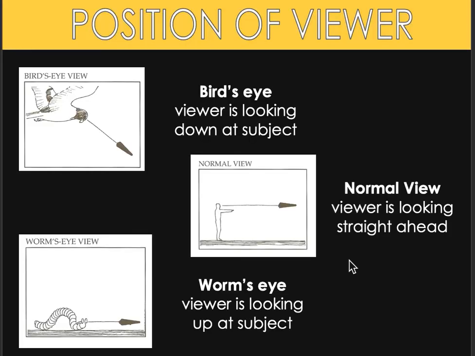So let's talk about the position of a viewer. And there are three positions. You have a bird's eye view. So pretend that you are a bird in the sky and you are looking down at your subject, so you're able to see the tops of things. A normal view, we are no longer able to see the top or the bottom. We are just able to look straight ahead and see the object straight on. And then you have a worm's eye view. Think of yourself as a worm. You're going to be looking up at the subject because you're down on the ground.